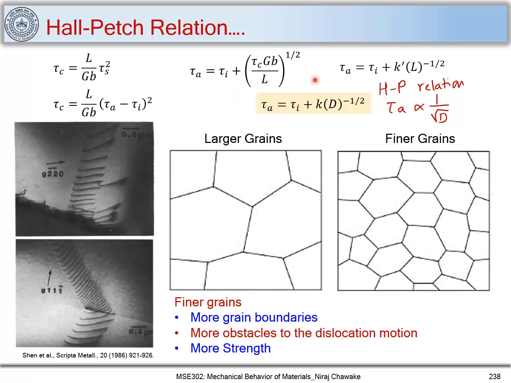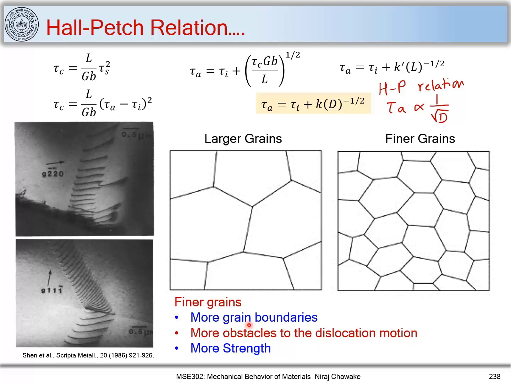Now let's understand this relation. So we have larger grains, that means you have fewer grain boundaries, and thus the dislocations can glide easily to a longer distance. So this scenario will not have much of the barriers which are grain boundaries. But in case of finer grains, you have a large fraction of these grain boundaries, and thus the dislocations experience a lot of barriers here in case of finer grains.